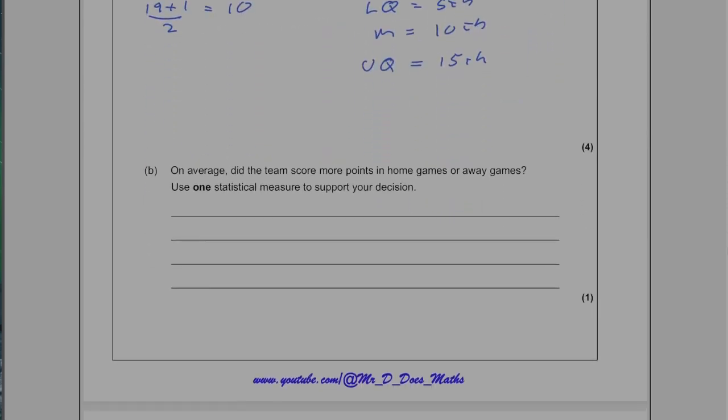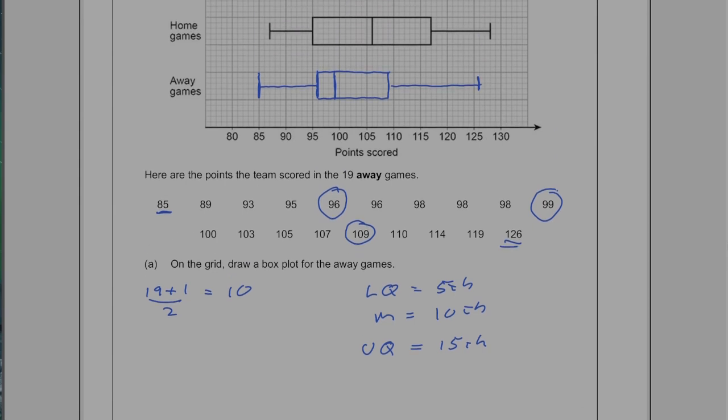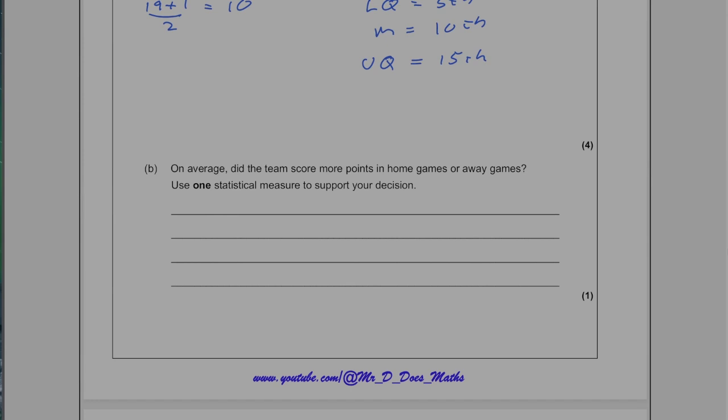Okay, on average, did the team score more points in the home games or the away games? Use one statistical measure. So the statistical measure we'll use is the median. So they scored more in the home games.